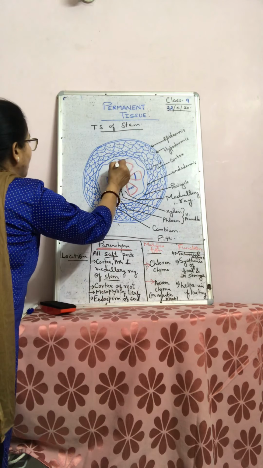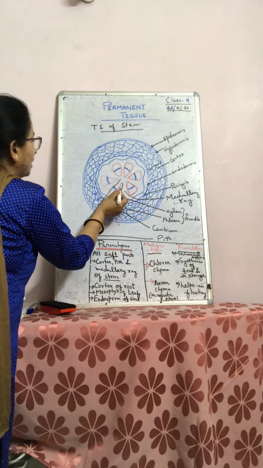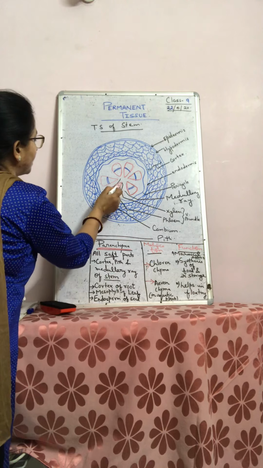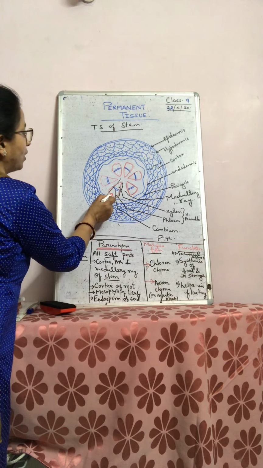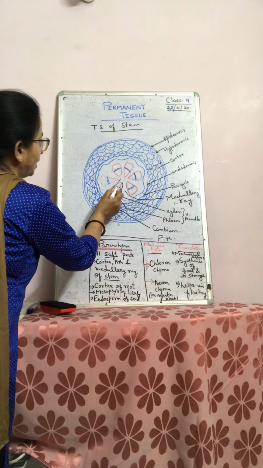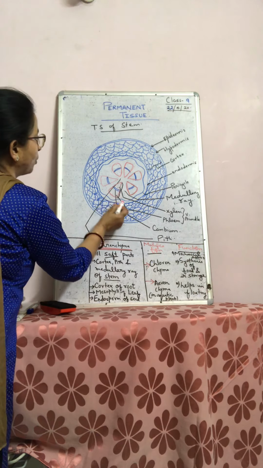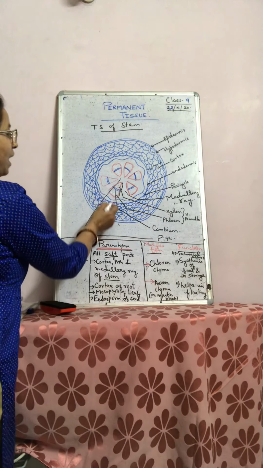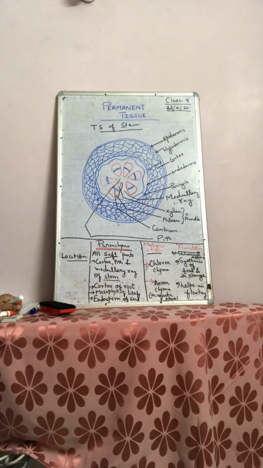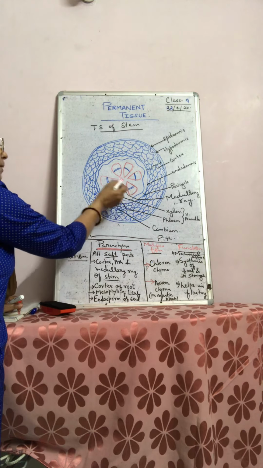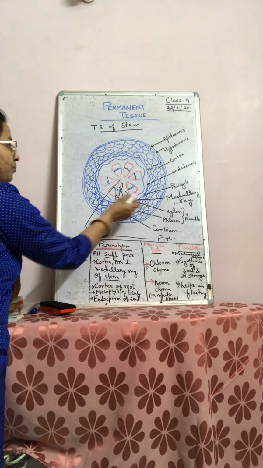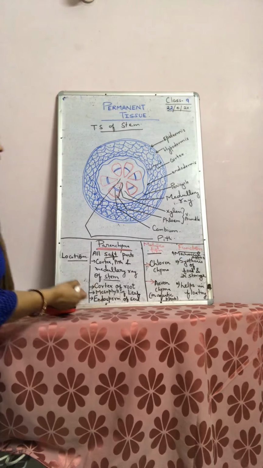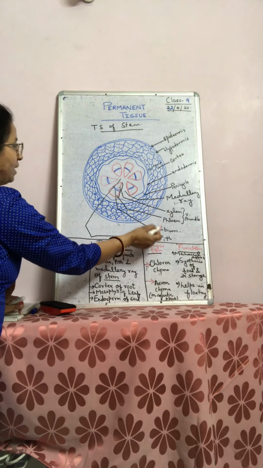In the inner portion of the vascular bundle, xylem is present, and in the outer portion, phloem is present. These two structures are separated by cambium, as you can see in the diagram. Collectively, this structure is called a vascular bundle. Inner one is xylem, outer one is phloem, and xylem and phloem are separated by cambium.